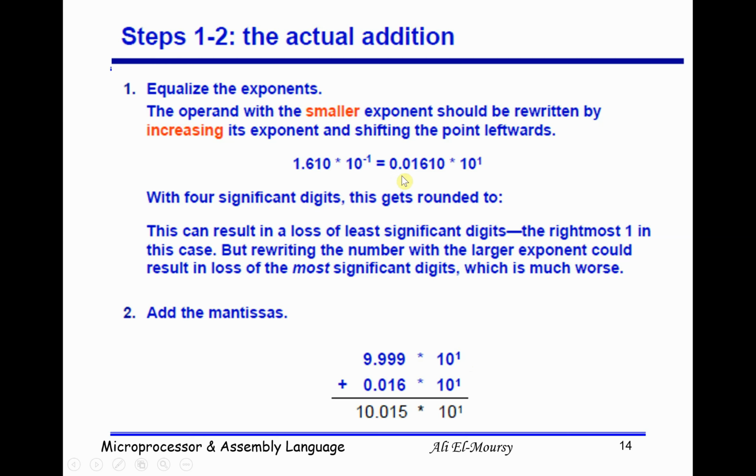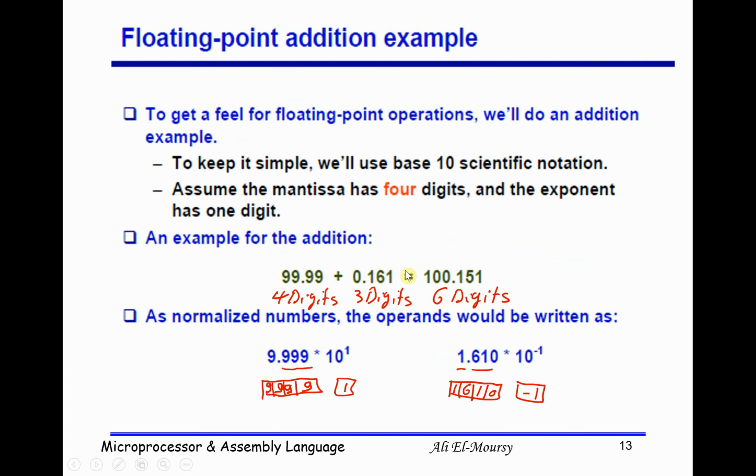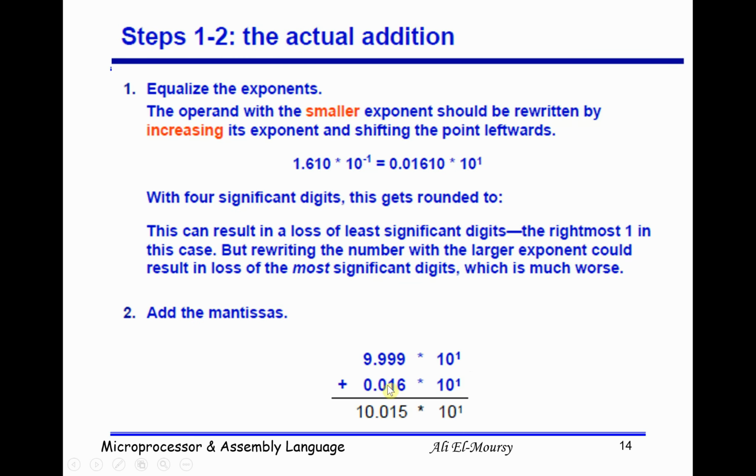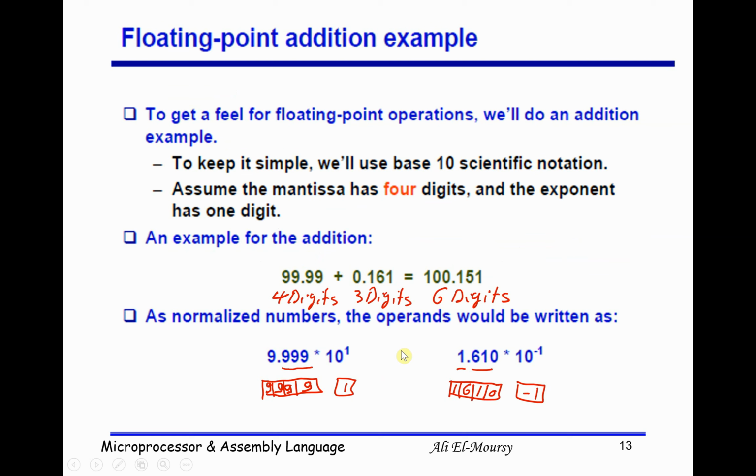If I am about to add those two numbers together, the first condition is that I cannot go ahead and add the numbers directly. I have for the first number 9.999, and the other one is 1.61. I cannot add the mantissas together because I have unequal exponents.